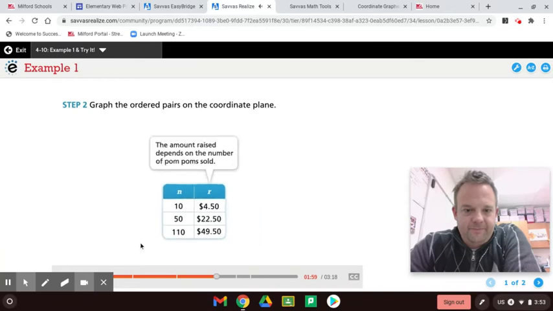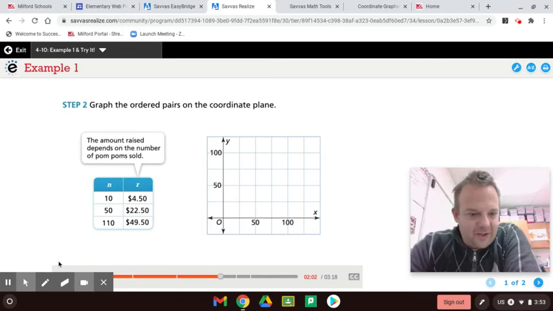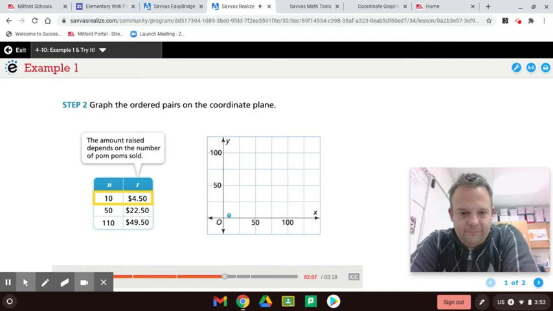Independent, dependent. Next, graph the ordered pairs as points on the coordinate plane. So this might be the part where you get confused. I want you to think of this as x and this as y. So you go over 10, which is probably about here, and then up 450, which is probably about here. Well, this graph is not really clear. I'm going to show you some easier examples for it. Don't worry. The points are at the coordinates (10, 4.50), (50, 22.50), and (110, 49.50). Connect the points with a straight line.